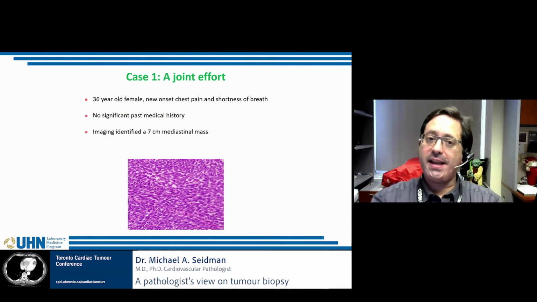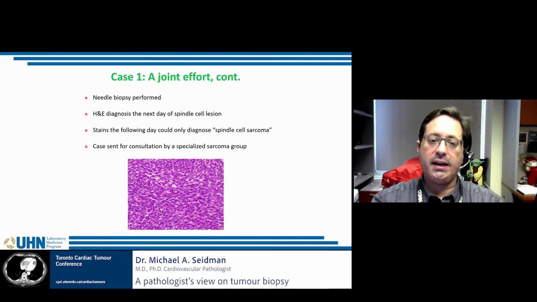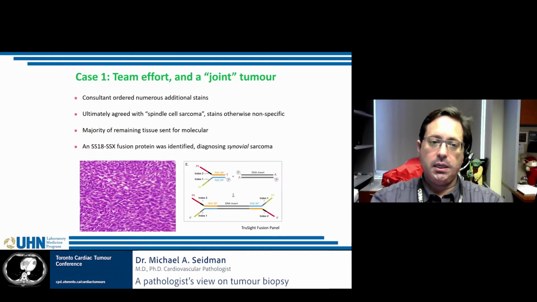So I'm going to come back to my cases. Case 1, this was the 36-year-old female, 7 centimeter mediastinal mass, was diagnosed as a spindle cell sarcoma without type. Even the expert agreed it was spindle cell sarcoma, threw a bunch more stains at it, but really couldn't conclude.